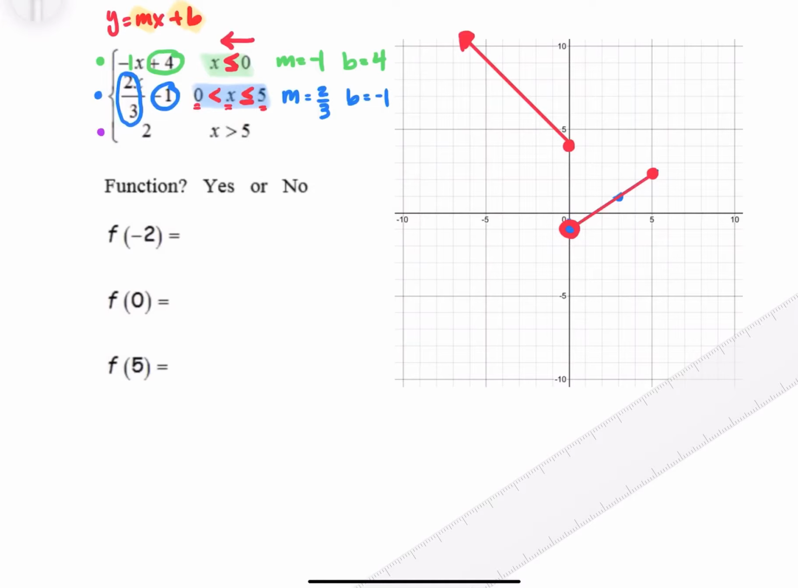Now remember, we want to make sure that that 0 is an open circle. So I'm going to go ahead and open that up. Make sure we have an open circle here. Okay, so that's that second piece.